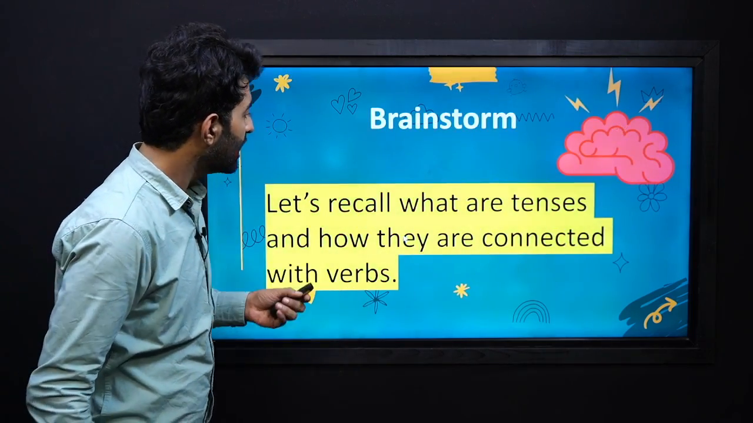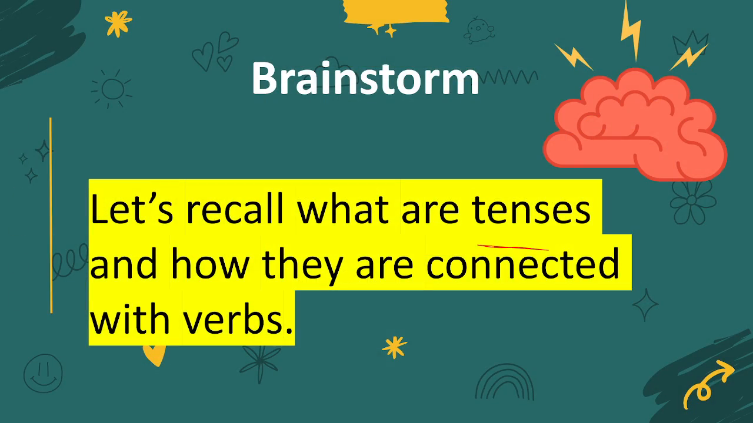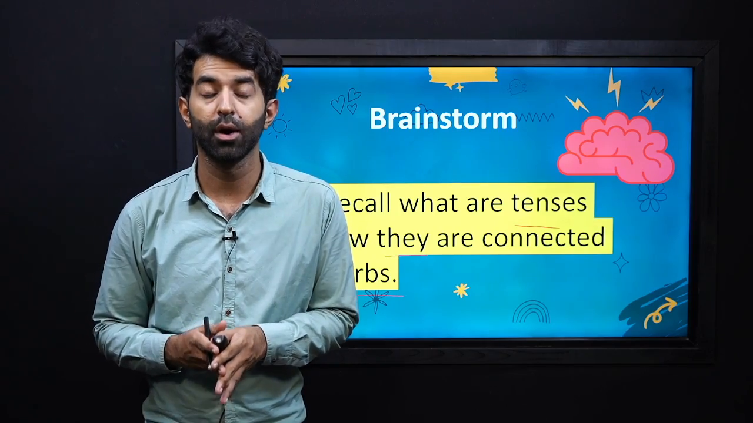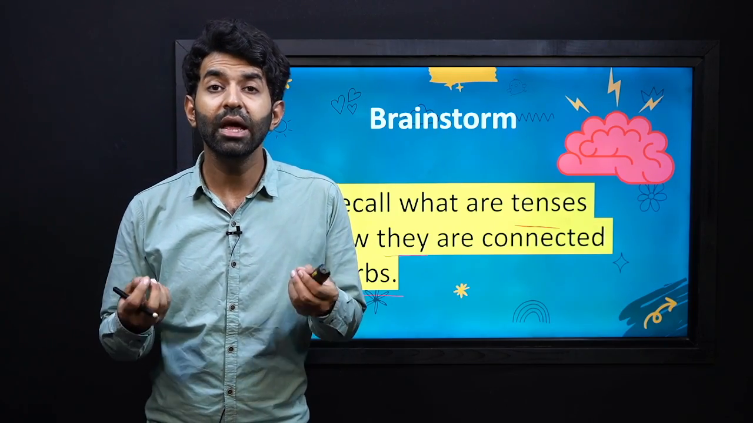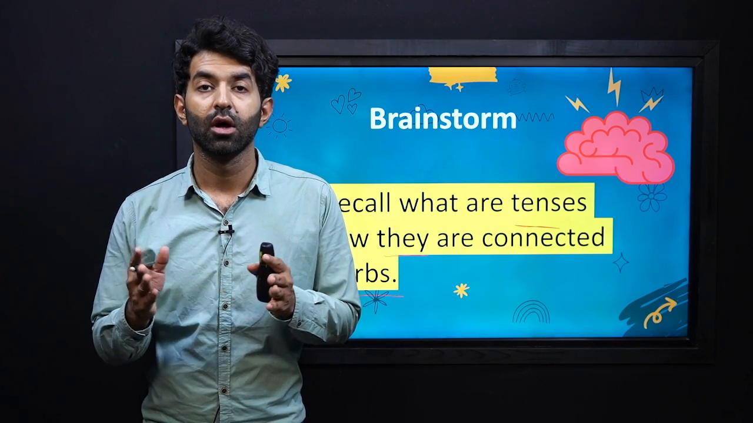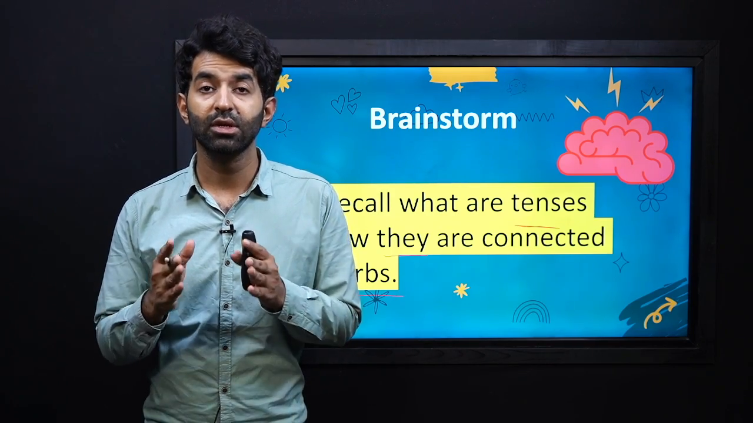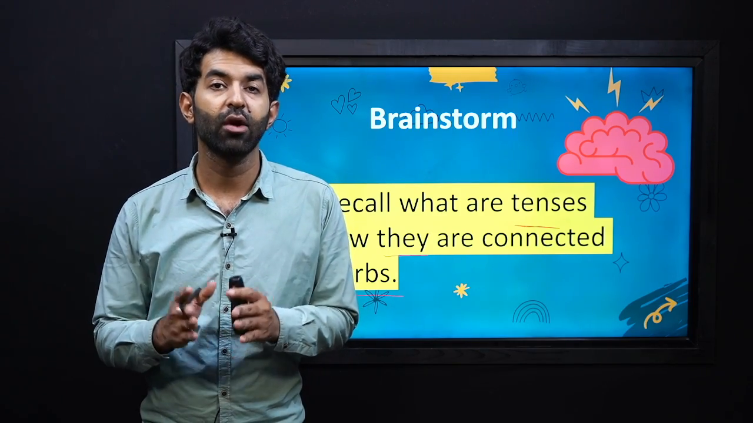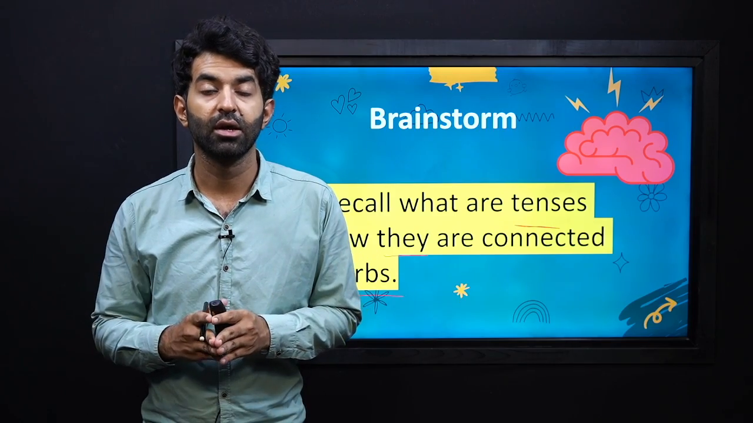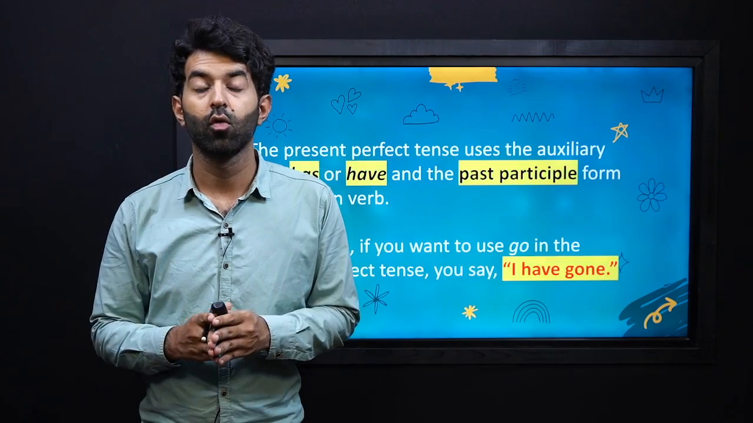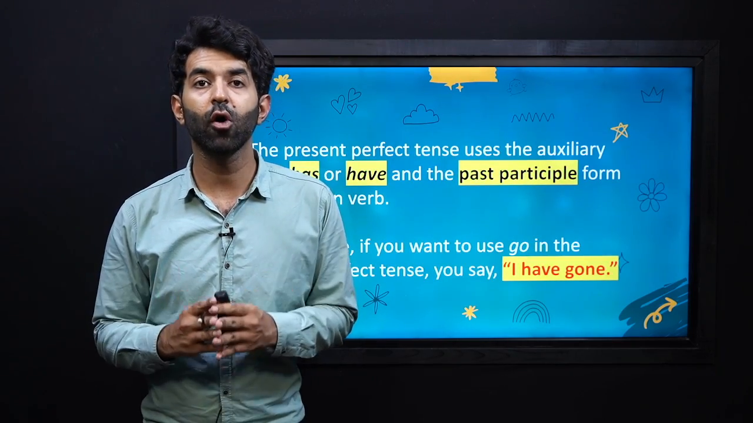Now, let's recall what are tenses and how they are connected with verbs. Sometimes they're also called, interchangeably, verb tenses. Why? Because in tenses, we change the form of the verbs. We change according to the tense. So this is why the tense is very much connected with the verb. So I hope that you have recalled all these different types of tenses with variations, and you are also aware of what a verb is. Let's move forward to the lecture.